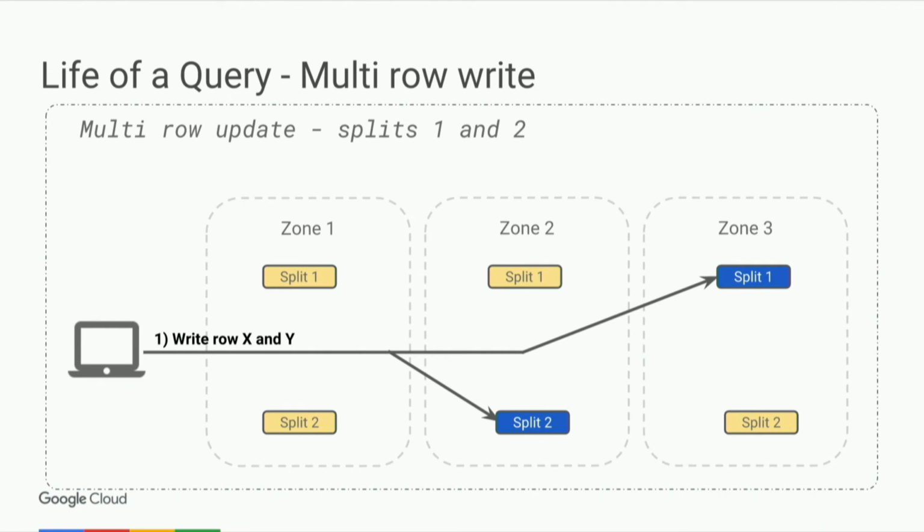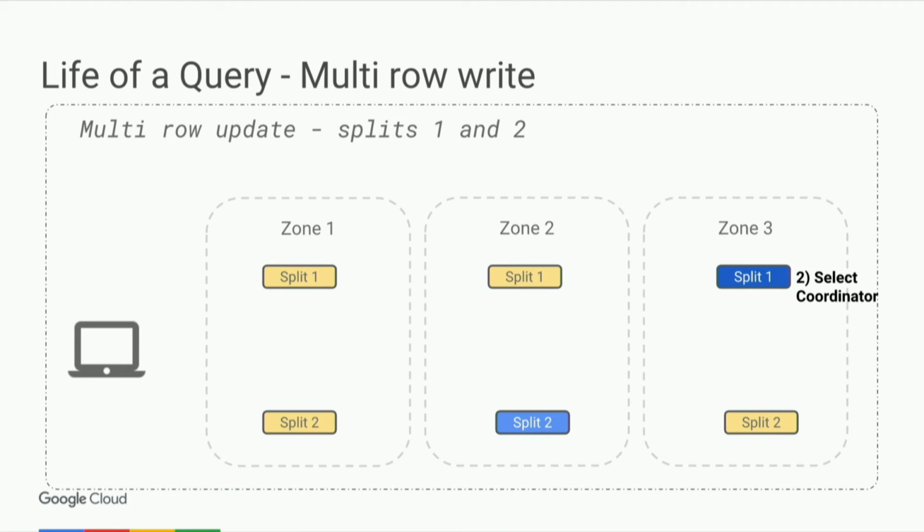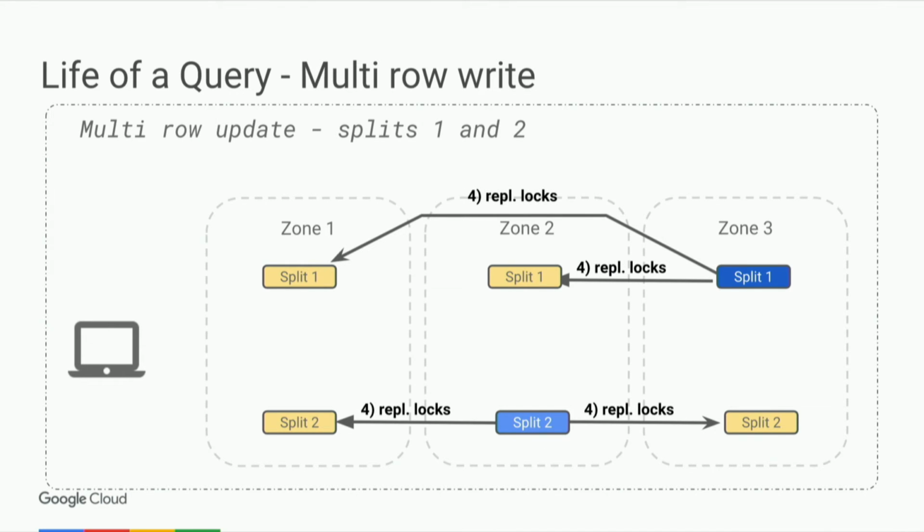One participant is elected, again using Paxos, as the transaction coordinator. It will be responsible for the atomicity of the transaction. In this case, Zone 3 is elected as coordinator. All participants acquire locks on their rows, this being the first phase of a 2-phase commit. If it is not possible to acquire the locks, such as in the case of a deadlock, which Cloud Spanner detects automatically, the transaction is aborted and the client may choose to retry. The locks are replicated to the other zones. This is to allow for transaction failover if a participant or a leader is lost.